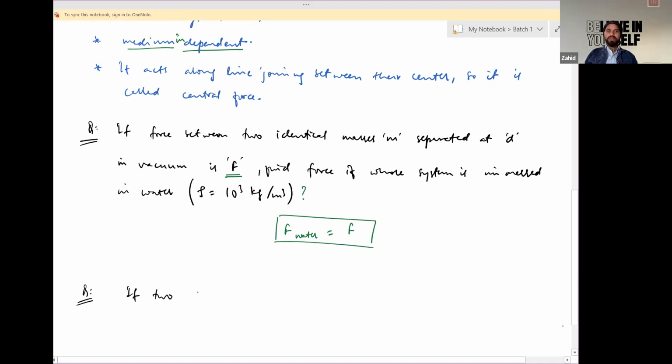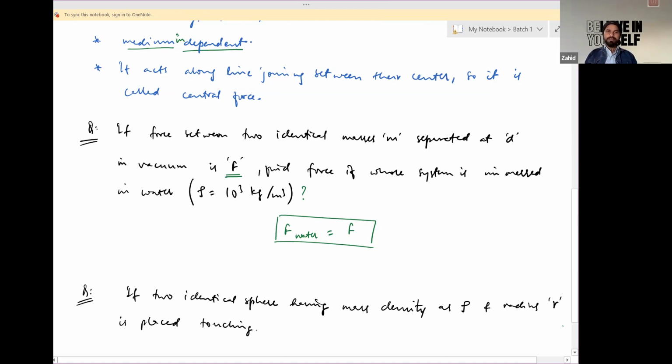If two identical spheres having mass density as rho and radius r are placed touching each other, find the relation of force and separation.